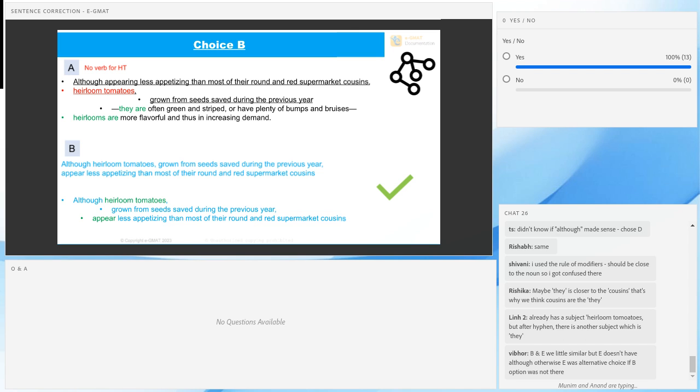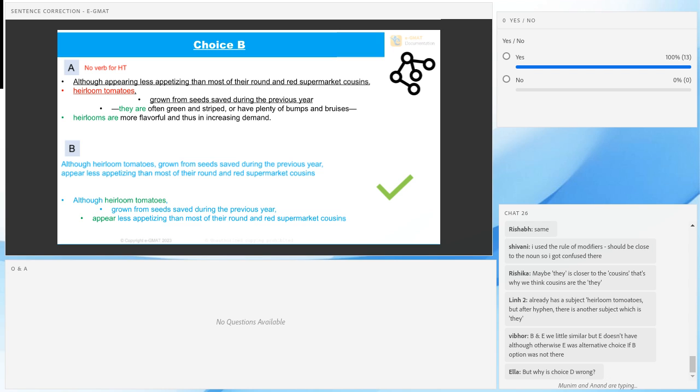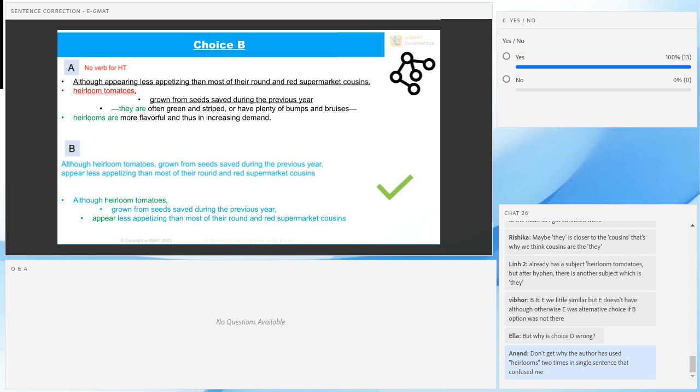Okay. Lynn is saying already has subject heirloom tomatoes, but after hyphen there is another subject which is they. Again, they is a separate entity altogether. They are often green and striped, or have plenty of bumps and bruises. Consider that to be a thing listed within parentheses. Okay, and those dashes are acting as parentheses.